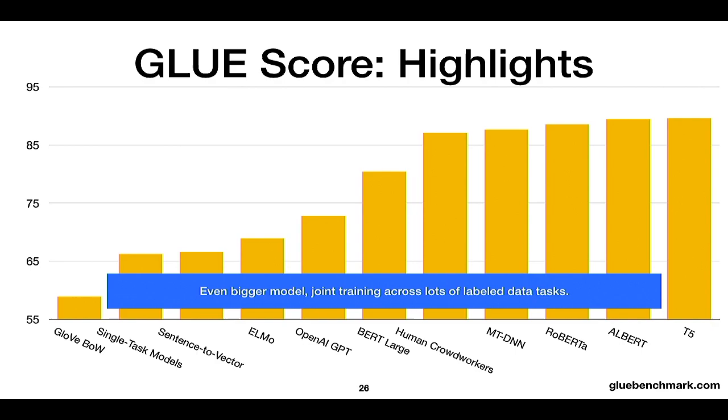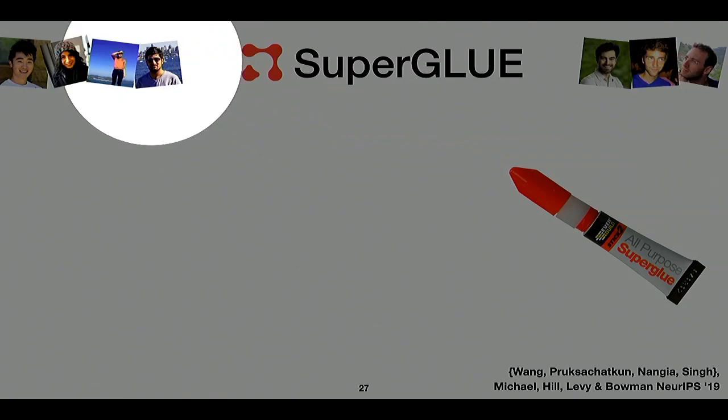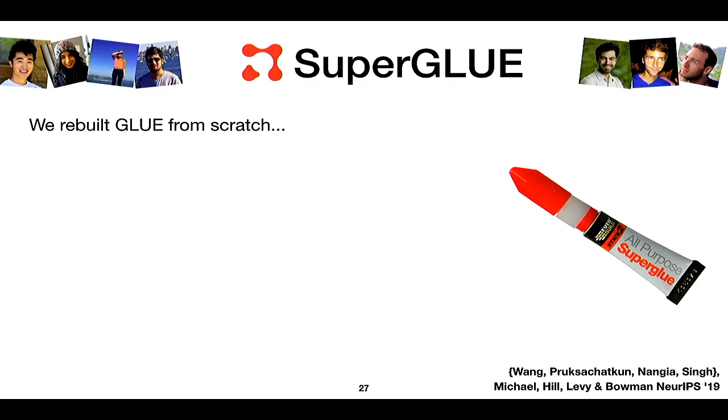This situation, or at least the beginnings of it a few months ago, is what motivated us to put together a follow-up project called SuperGLUE. SuperGLUE was joint work with all the same people behind GLUE, plus Nikita Nangia and Yada Pruksachatkun at NYU. With SuperGLUE, we basically wanted to rebuild GLUE from scratch and do it better, make something a little bit harder, a little bit more persuasive.